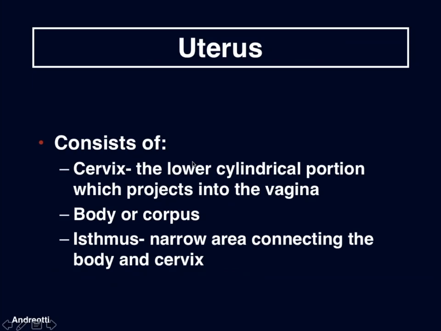So moving on, let's talk about the uterus. This consists of the cervix, the lower cylindrical portion, which projects into the vagina, the body or corpus, and the isthmus, which is the narrow area connecting the body and the cervix, which in pregnant patients is often referred to as the lower uterine segment.